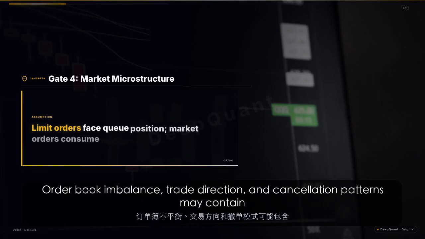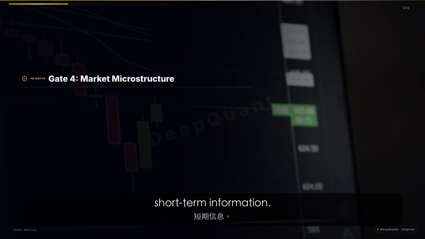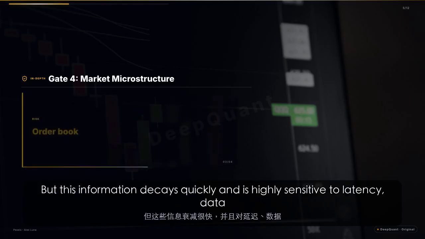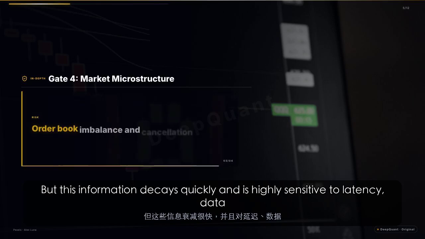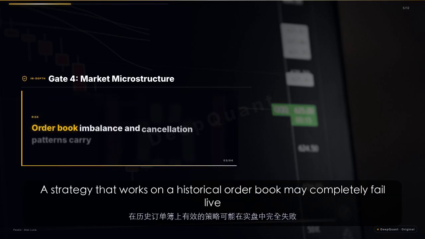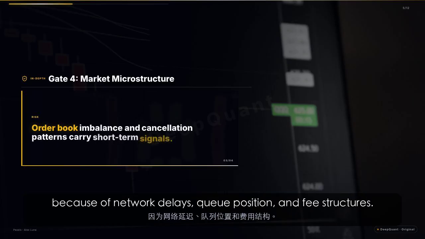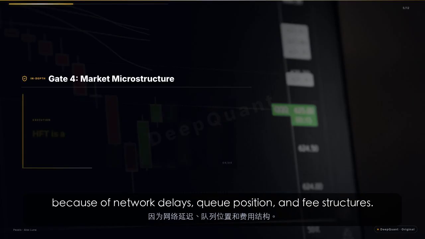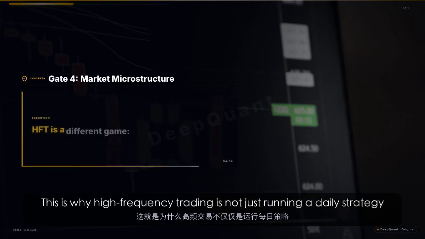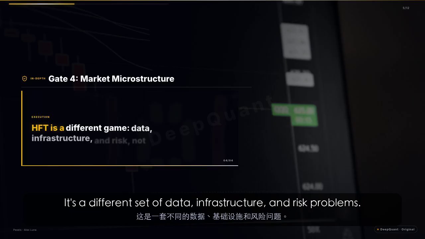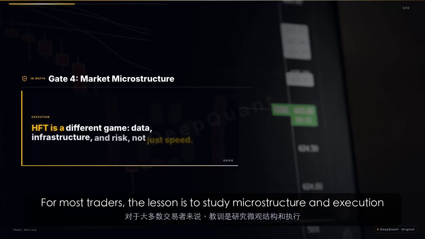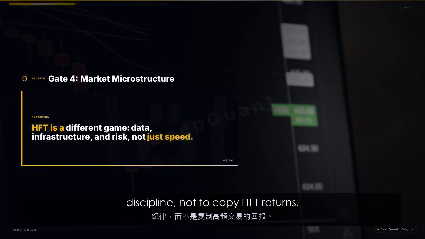Order book imbalance, trade direction, and cancellation patterns may contain short-term information. But this information decays quickly and is highly sensitive to latency, data quality, and exchange rules. A strategy that works on a historical order book may completely fail live because of network delays, queue position, and fee structures. This is why high-frequency trading is not just running a daily strategy faster. It's a different set of data, infrastructure, and risk problems. For most traders, the lesson is to study microstructure and execution discipline, not to copy HFT returns.